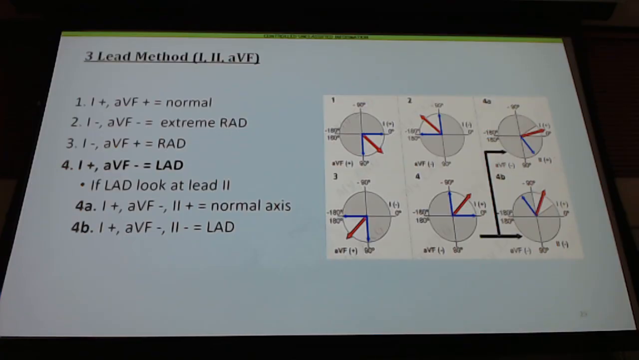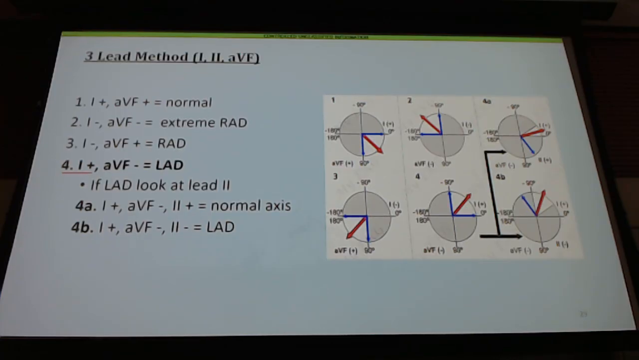If it's down in 1, but up in AVF, now my right hand is in the upward position, but my left hand is in the down. That tells you that they have a right axis deviation. And then 4 is a special situation where we then have to go to the 3-lead method in order to determine exactly what's going on.